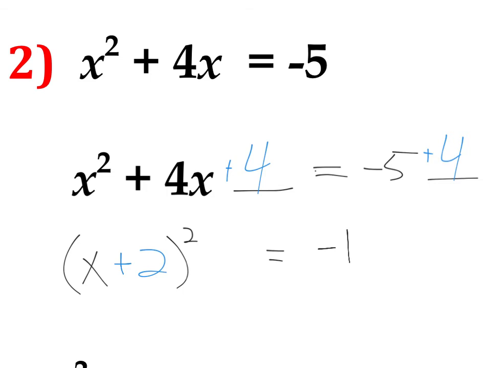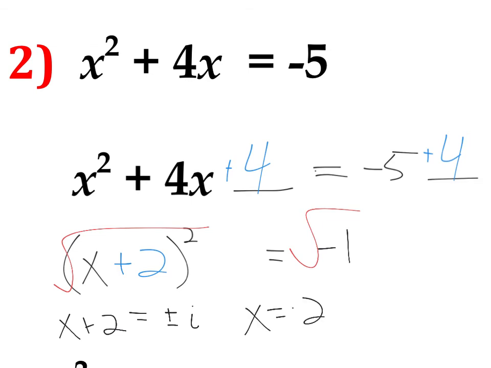Excuse me. And now we'll just solve like we've been solving. So we have x plus 2 equals square root of negative 1. That's just plus or minus i. So this would be x equals negative 2 if I move that over to the other side, plus or minus i. Done.